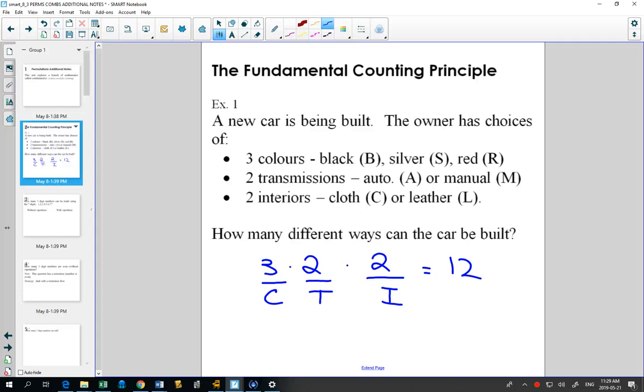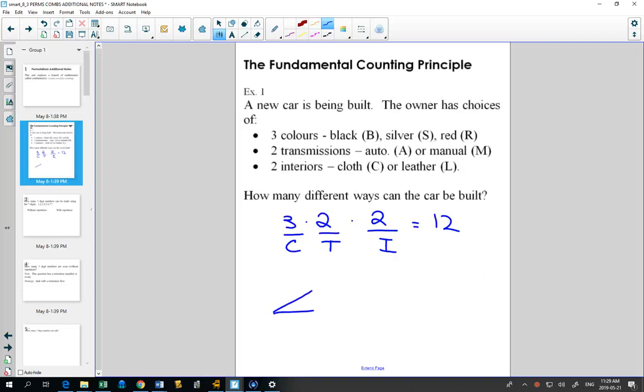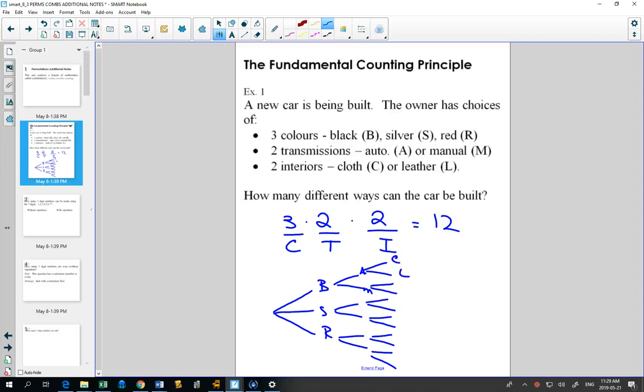And we saw with our examples earlier, we could also represent this with a tree diagram. Each decision is a set of branches, so you could have 3 for the colors, black, silver, red, then 2 branches off of there for the transmission, then 2 branches off of each of those. So just to show the first, you could have automatic or manual, cloth or leather. And so this first branch would represent the sample space, black, automatic, and cloth, and so on. And you could then have a systematic way of listing them all.